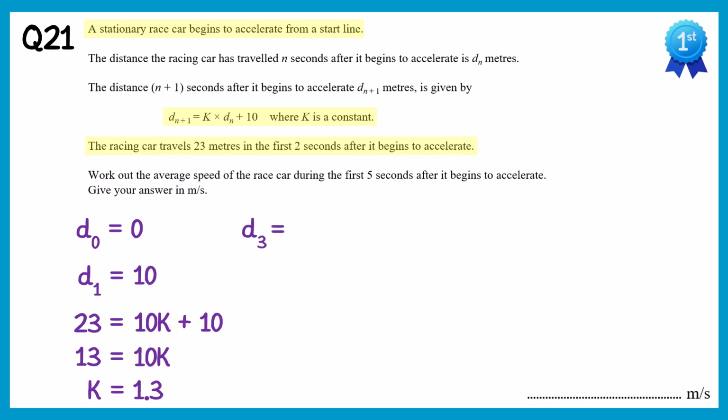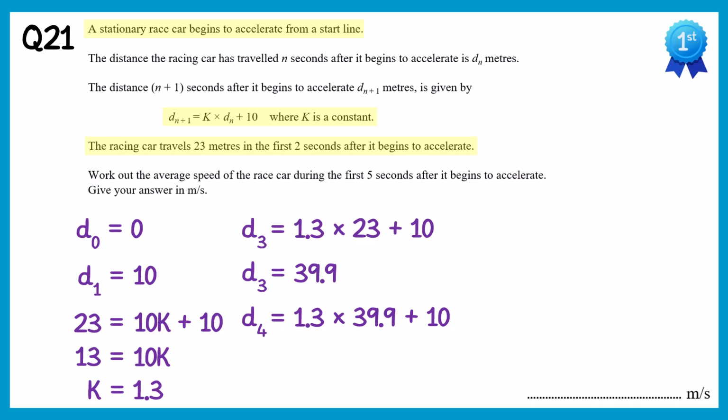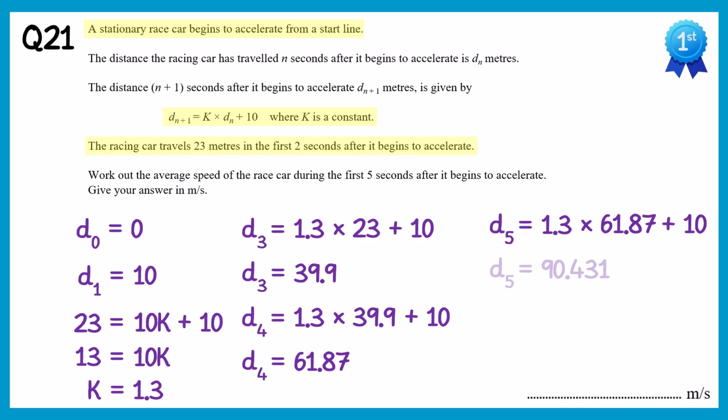So for d3, we do k, which we now know is 1.3, multiplied by d2, which was 23, and then plus 10. If you do this with your calculator, you'll find that d3 is equal to this. Then we can find d4 by doing 1.3 times d3, which was 39.9, plus 10, which gives you 61.87. And we can also get d5 by doing 1.3 times d4, which was 61.87, and then plus 10. And if you do this with your calculator, you'll find that d5 is 90.431.